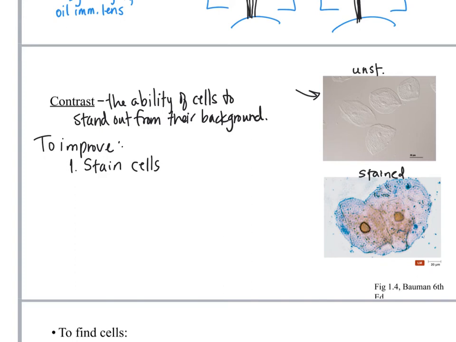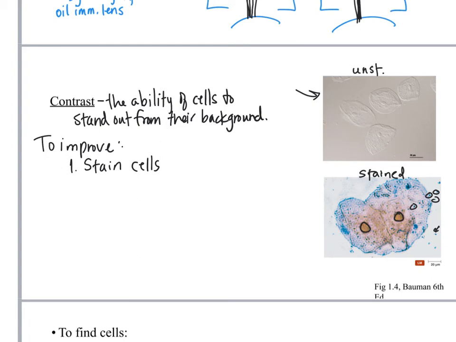Incidentally, these are the nuclei of the cheek cells, and all these little dots that you see around here, those are some bacteria. So that just gives you an understanding of how much smaller bacteria cells are than a typical eukaryotic cell. All right, so that's typically the way that we increase the contrast to see our cells.